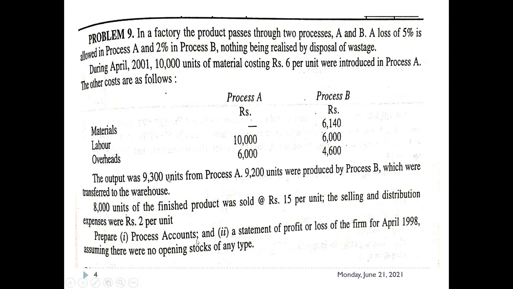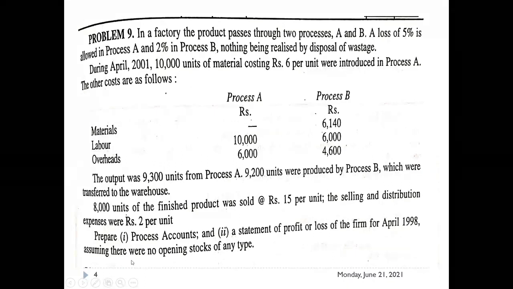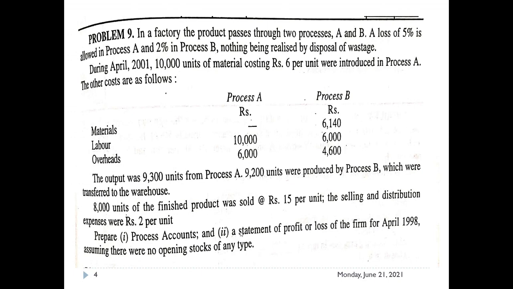So prepare a process account, then a statement of profit or loss of the firm, assuming there will be no opening stock. So the process account we have to prepare, then a statement of profit. So for the statement of profit, our final output is how much? 9,200. Out of 9,200, 8,000 units were sold at the rate of 15 per unit. So how much will be the profit if there are selling and distribution expenses of 2 per unit sold?